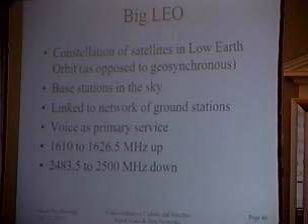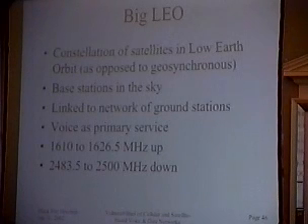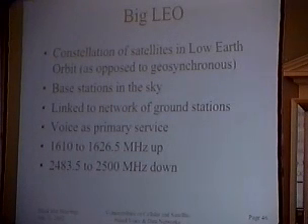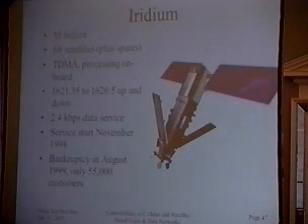So essentially these LEOs are the cellular base stations in orbit. There's a network of ground stations around the world that talk to these satellites as they go by. These are typically linked back to a network control center where they provide service. The LEOs have their own frequency allocations from the FCC. Iridium probably got the most press, $5 billion, and 15 years later they went bankrupt.